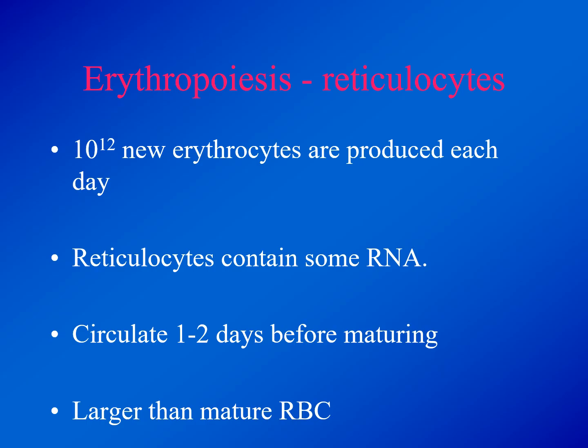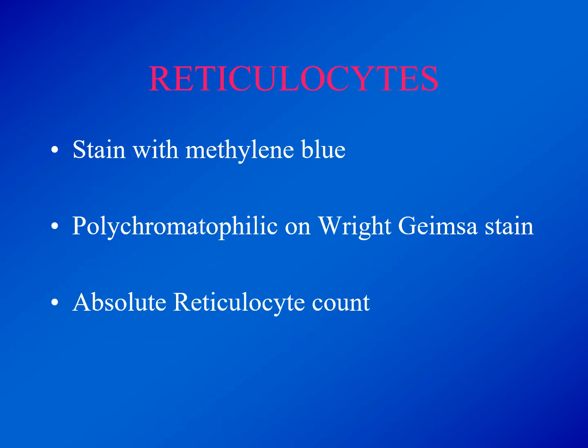Those reticulocytes are larger than the mature red blood cells. They stain with methylene blue, and on Wright Giemsa stain they look polychromatophilic. And we always look at the reticulocyte count to have an idea about the activity of the bone marrow. We will come to the issue of absolute reticulocyte count later.